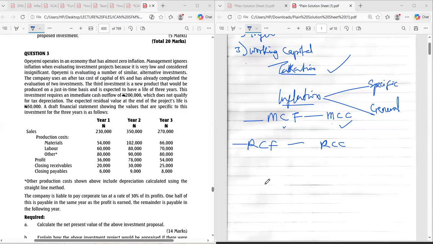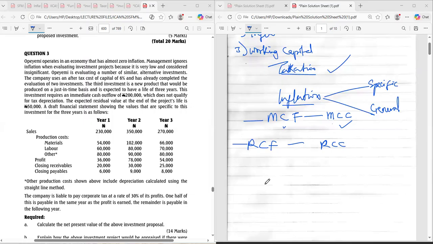Real cost of capital. Look at my screen, it's there already. Does that make sense? Ask your question. Exactly. So real cash flow, no inflation. Money cash flow, inflation. Any question?